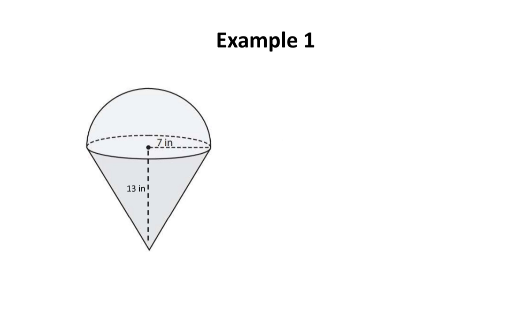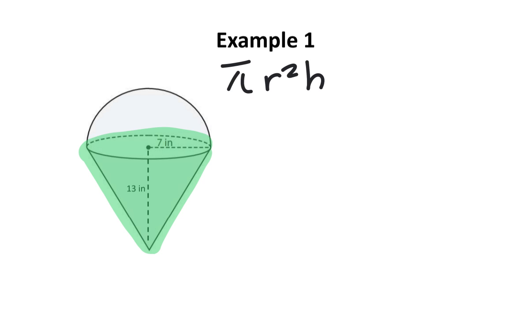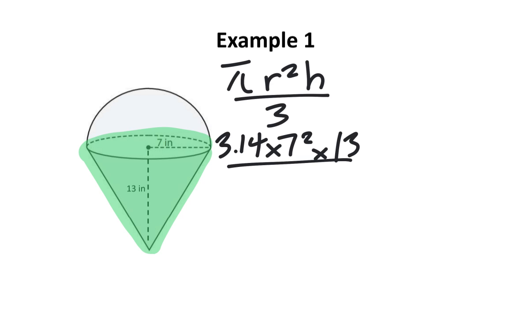Next, I'm going to focus on this part of the composite figure. This figure appears to be a cone, which means I'll need its radius and its height. Since I already have the radius and the height, I can go straight to the equation, which is pi multiplied by radius squared multiplied by height, then divided by 3. I already know that pi is 3.14, the radius is 7, and the height is 13.